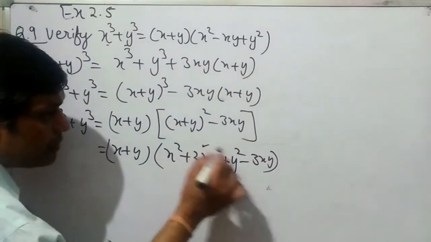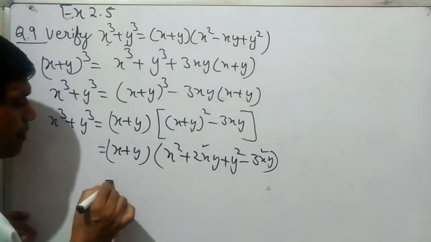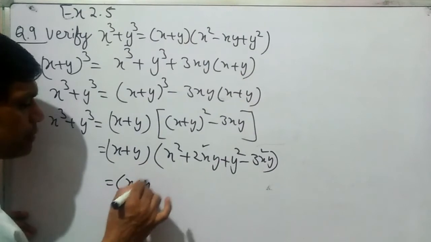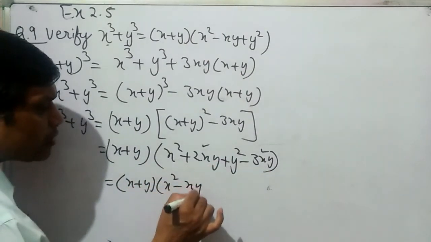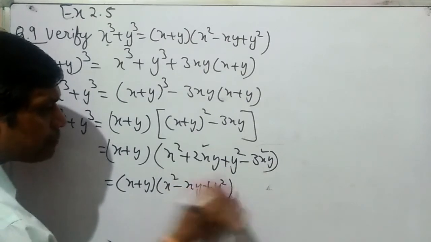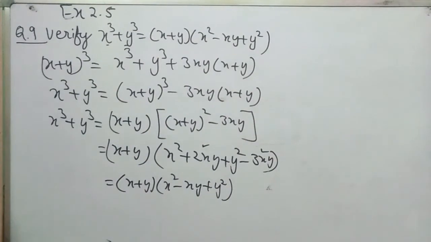What are the like terms? 2xy and minus 3xy. We can solve them. We get the required part: x plus y multiplied with x square minus xy plus y square. So this verifies the identity part.